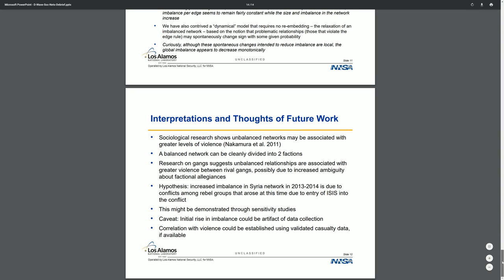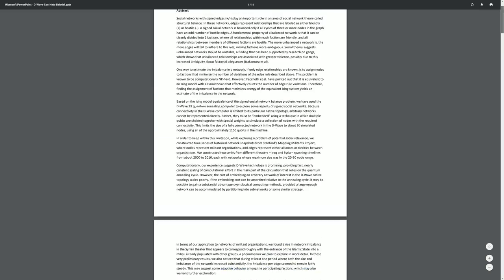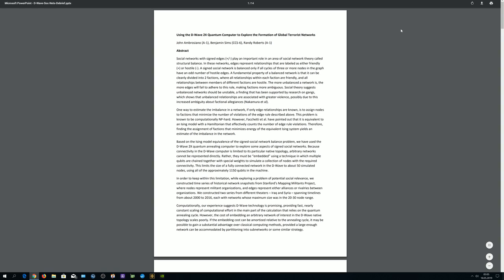Just to say, unclassified, operated by Los Alamos National Security. It's unclassified, so the whole world can see it. Why should that be unclassified? What is classified? You need to show this to the world.